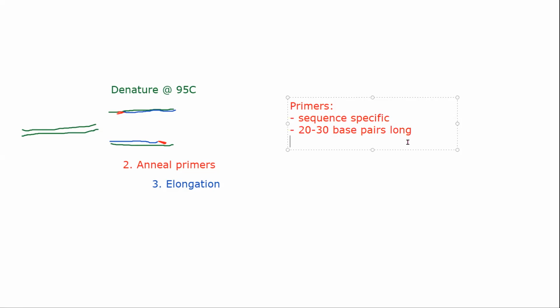That helps to make sure that it's sequence specific. If something is 20 to 30 base pairs, chances are it's not going to be repeated that many times in the genome, unless it's just a very, very repetitive sequence, and you don't want that.